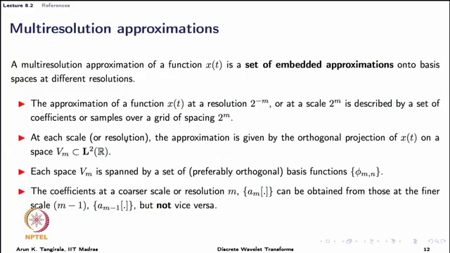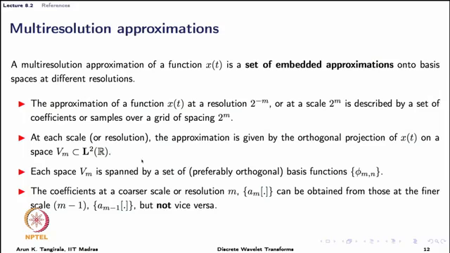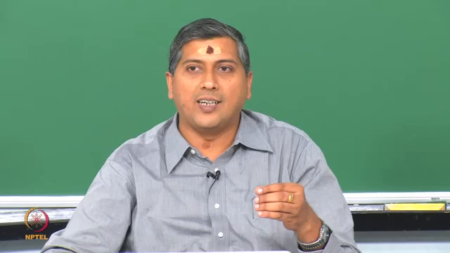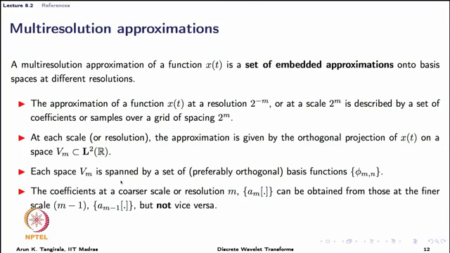So, there are some important features of an MRA. One, the approximation of the function at a resolution 2 power minus m is described by a set of coefficients or samples over a grid of spacing 2 power m. So, the coefficients that you are computing at a certain resolution are not defined over an arbitrary grid, they are defined over a grid which has spacing 2 power m, and at each scale the approximation is given by orthogonal projection naturally, because we are seeking the best approximation. So, to construct MRAs, I take the basis functions which are the scaling functions at scale level m and compute the orthogonal projection of x of t over the scaling functions at that scale. And further, each space, this V m, is spanned by a set of preferably orthogonal basis functions.